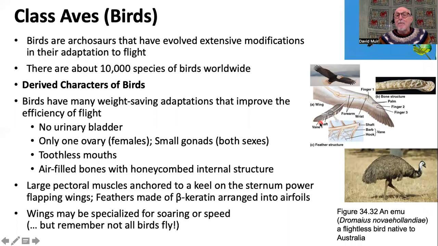These elaborate scales, which now form feathers, probably evolved as a way of regulating temperature. And only later became elaborated on as a locomotory mechanism.